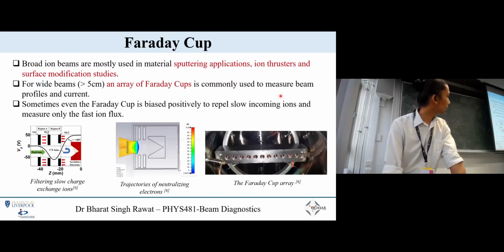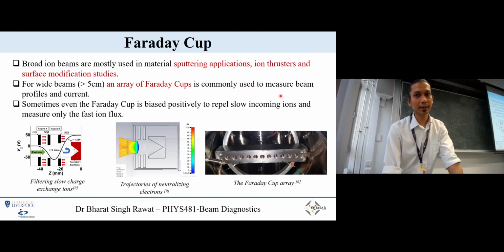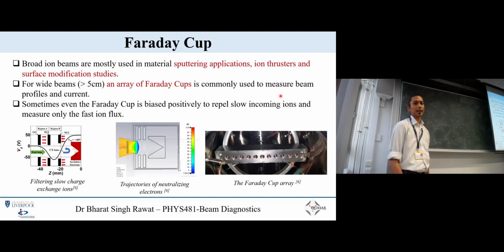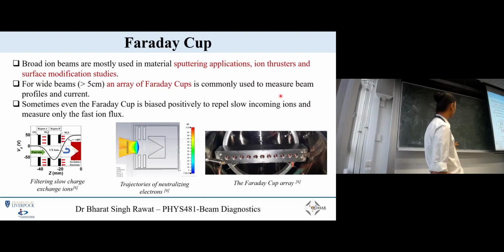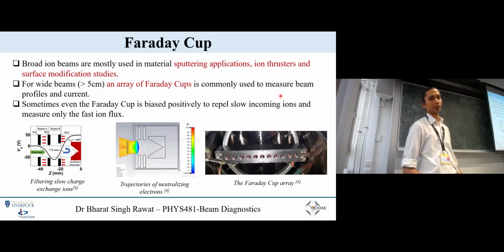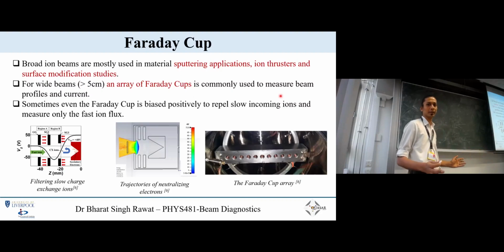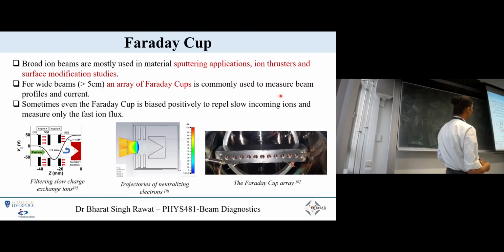And the other application of Faraday cups, as I told in my introductory slides, they are also used in ion thrusters, sputtering application. Especially for ion thrusters and surface modification, you have very big beams. So typically for accelerator, you have beam sizes of few mm, but for ion sources which have application in ion thrusters, they are typically 5 centimeter, 10 centimeter beam. So what you use it for is measuring the entire beam profile.